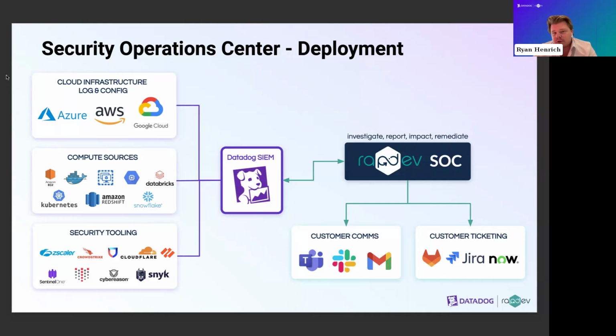Second data source is all of our compute sources. There are hundreds of these, obviously, but these are our EC2 instances, our Docker containers, our Kubernetes clusters, our data warehouses, all the compute layer that we may have. We want to get as much of that log data into our cloud SIEM as well, and then we'll have all this other security tooling that we want to bring in.